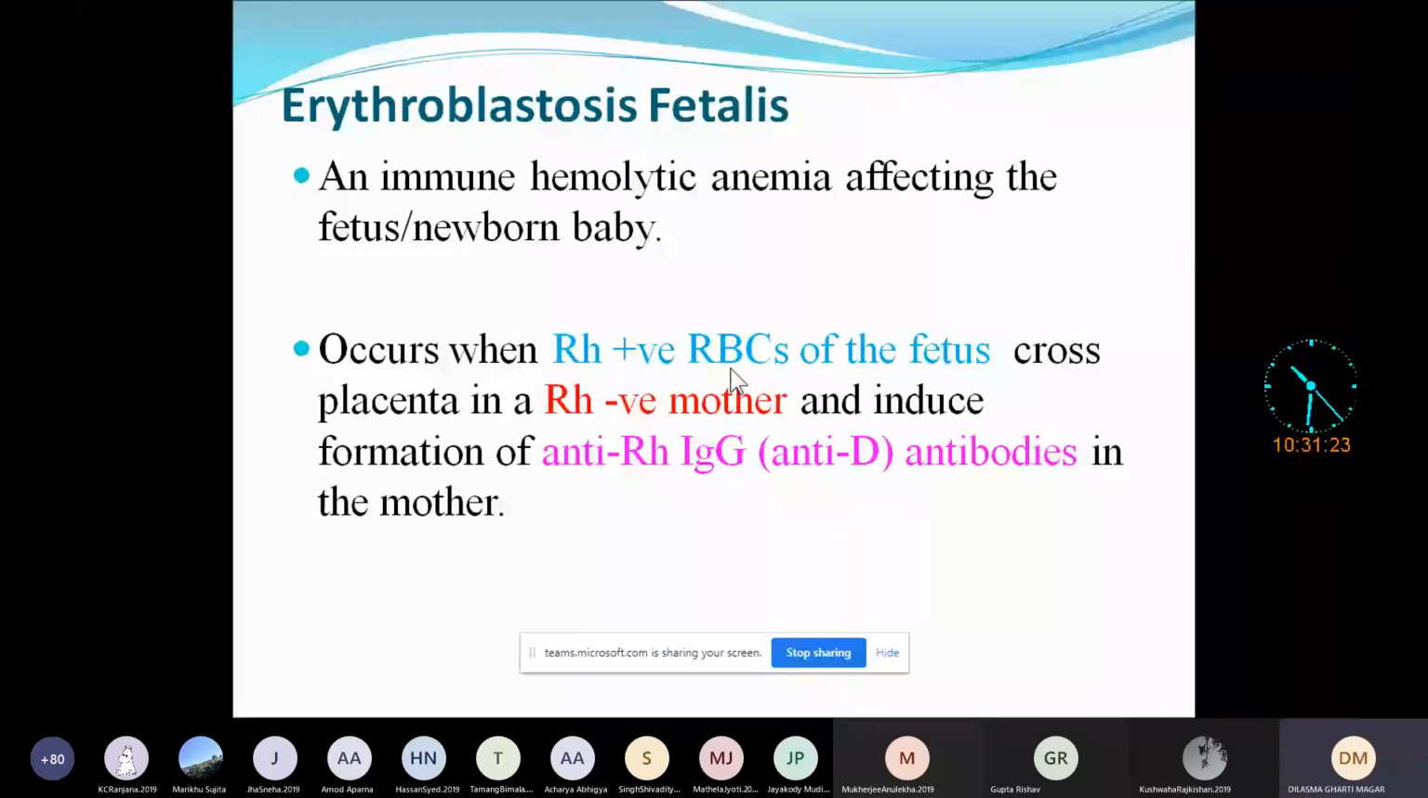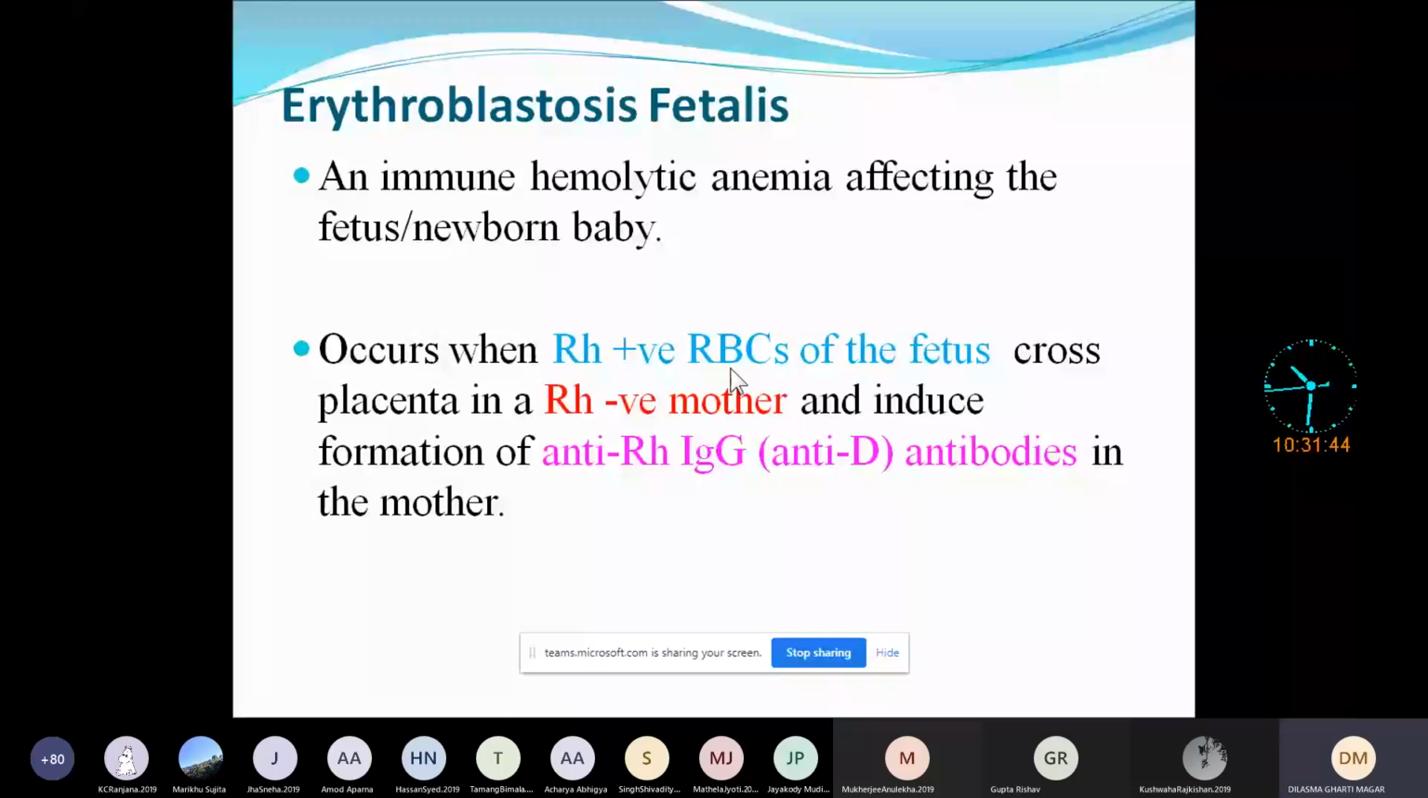Actually, mother will have a different circulation. Mother's blood will not go to the baby. Did you understand? The fetus will have its own different circulation. So there will be the placental barrier. Only the nutrients will go, and sometimes immunoglobulins or antibodies which can cross the placental barrier can go to the fetus, but the RBCs will not go.